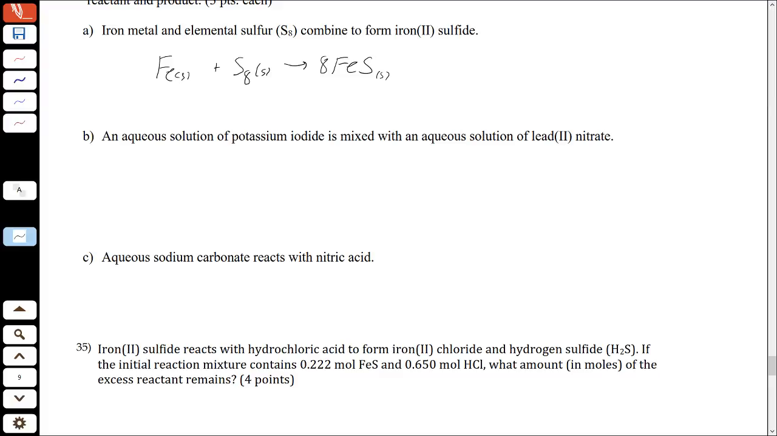This one is a precipitation reaction, so KI is mixing with lead(II) nitrate to make lead(II) iodide precipitate.